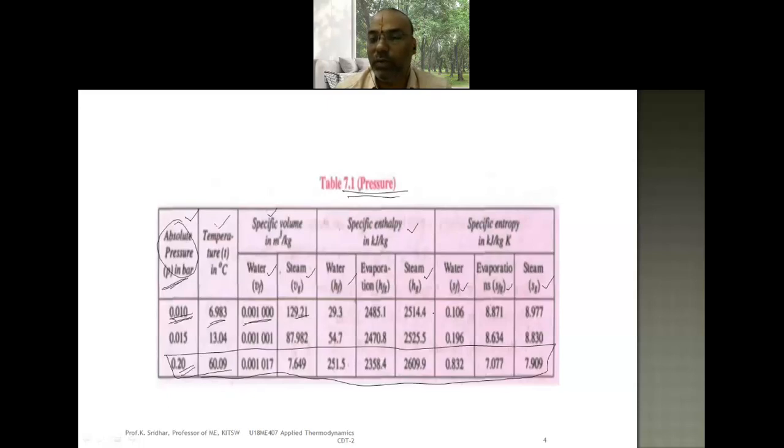For example, what is the value of hf at 0.2 bar? Simply go to the hf column at 0.2 bar, and it is 251.5 kilojoules per kg. And what is the sg value at 0.2 bar? The sg value is 7.909 kilojoules per kg Kelvin. Like that we are able to know the properties of the steam from the steam tables. It is very easy.